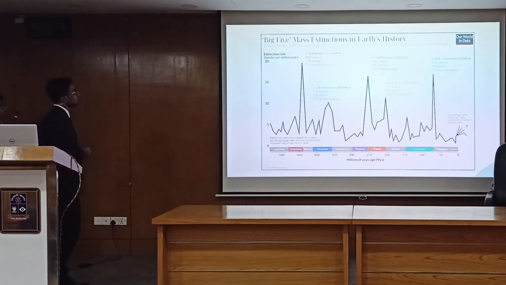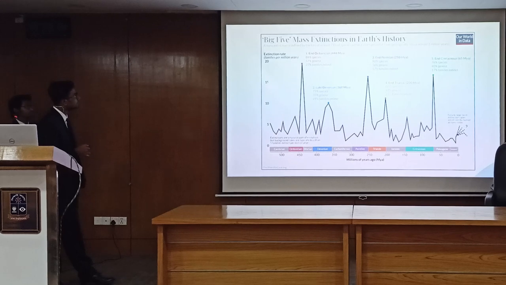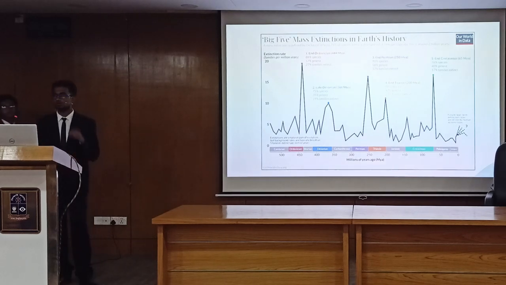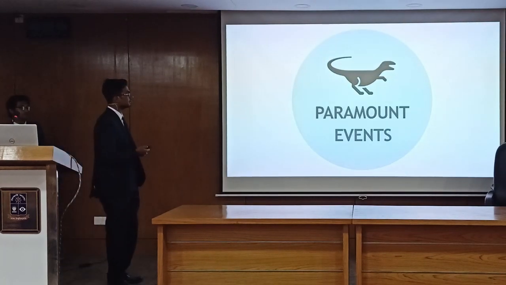And this graph shows the extinction rate. As you can see, in the lower portion it is the time, and it shows the extinction rate during the end Ordovician, late Devonian, end Permian, end Cretaceous, and end Triassic as well. Those are the major extinctions that have occurred on Earth since its birth. Now the main part of our presentation is the paramount events.